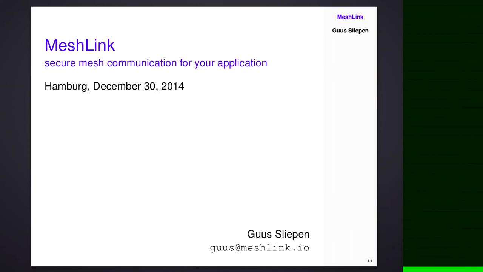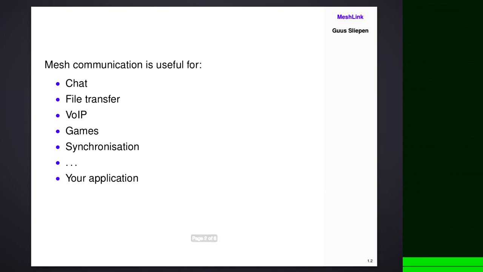Hi, my name is Guus Liepen, and I will introduce Meshlink to you. It's a library which provides secure mesh communication for maybe your application. So why would you want to have mesh communication? Well, in a mesh, you have many nodes. Think of many instances of your application running. Maybe you have some friends who are using it. Or maybe it's just you yourself, running an application on multiple devices.